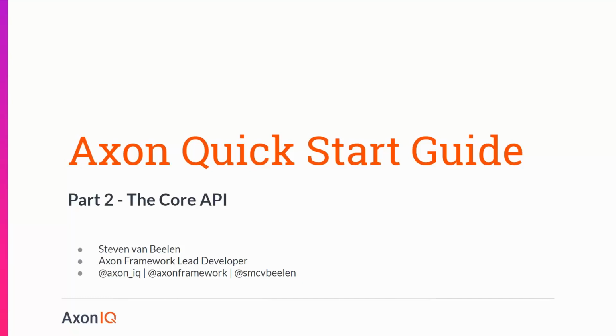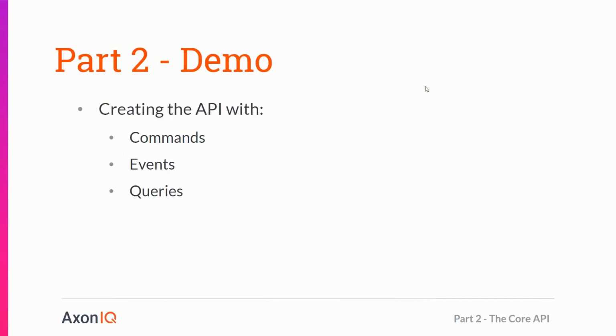This is part 2, the Core API discussion of the Axon Quick Start Guide. If you haven't seen part 1, the structure of an Axon application, I'd suggest you subscribe to our Axonic channel or just go to YouTube and watch it over there. So today I'm going to talk you through the demo part 2, where I'm going to create the Core API of our food ordering application.